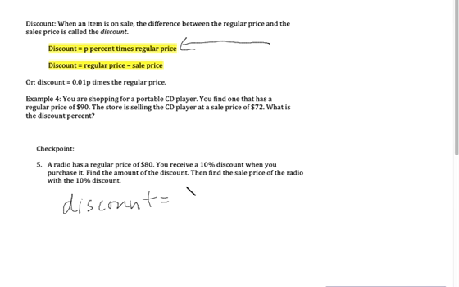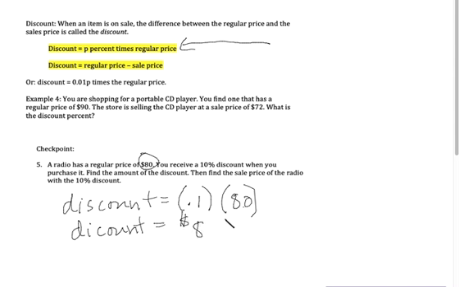So they said it is 10%. So 10% in decimal is what? 0.1. And then we're going to say times the regular price. And they said that regular price was $80. So I'm basically figuring out my discount is 0.1, 10% of times 80. And what is that going to be? $8, right?